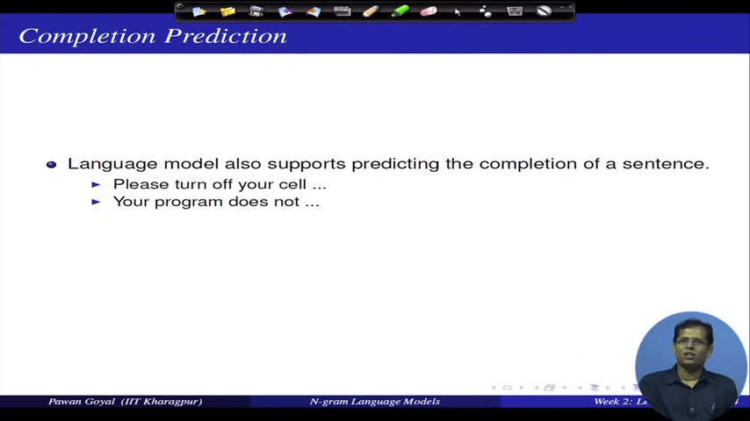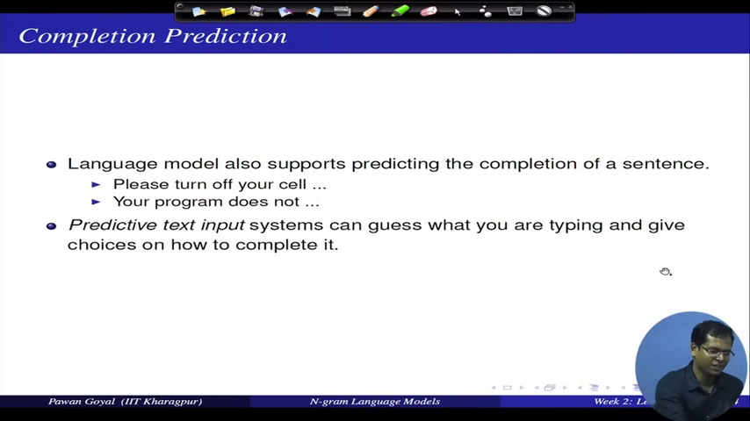That is used a lot in query auto-completion, or even when you're typing something in your SMS. You might have certain software that does that. They also use the concept of language modeling. These are also called predictive text input systems. Given whatever you are typing, they will give choices on how you can complete it. What are the various possibilities by which you can complete?